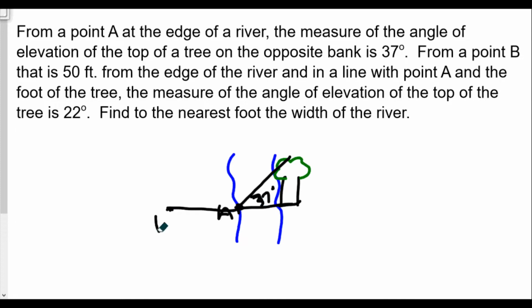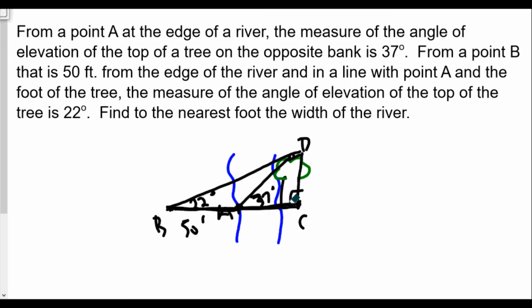We also have this point B, which is going to be 50 feet away from point A along the same line segment. I'll call this point C here, and I'll call the top of the tree D. And here, the angle of elevation to the top of the tree, D, is going to be 22 degrees. So we have a right triangle, and we want to figure out the width of the river.